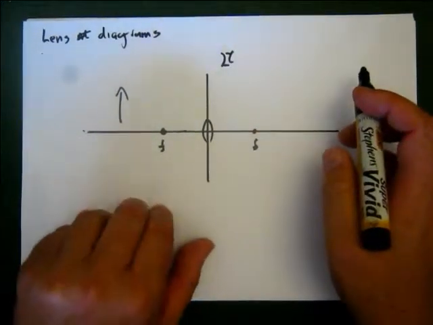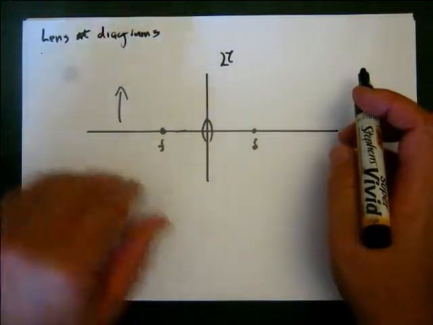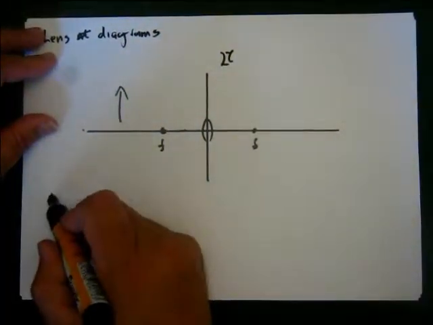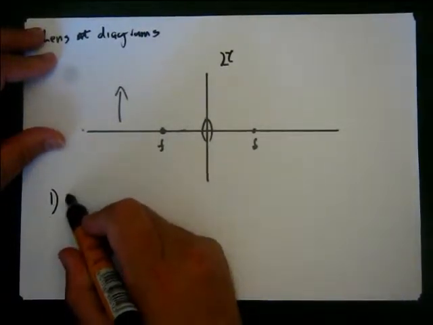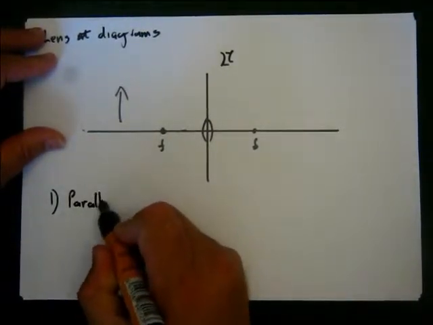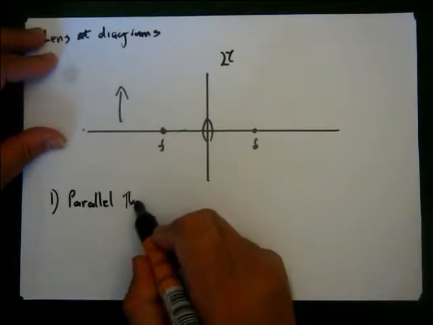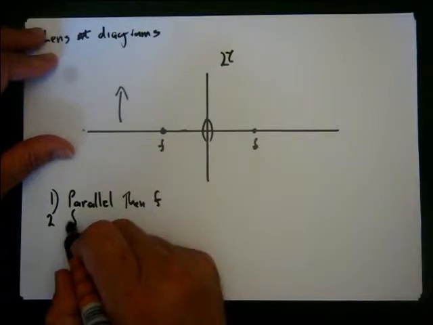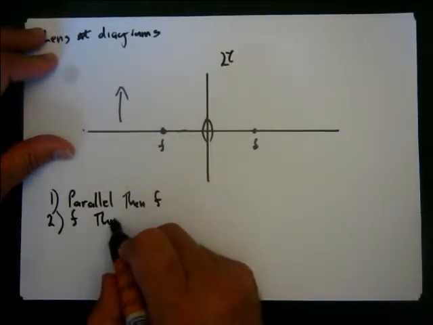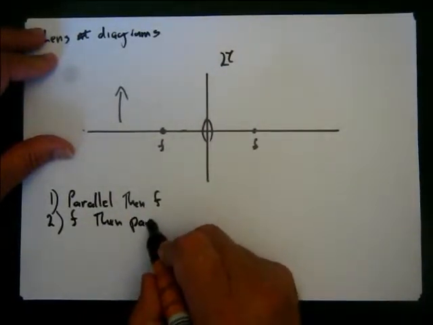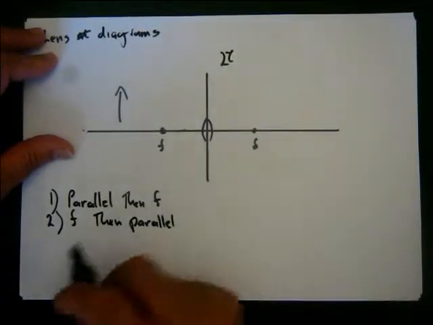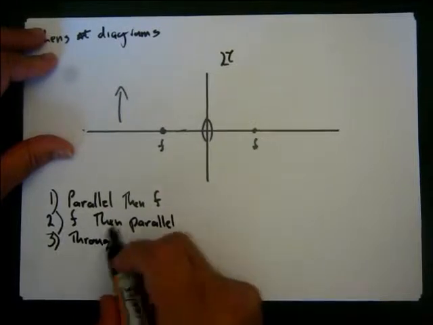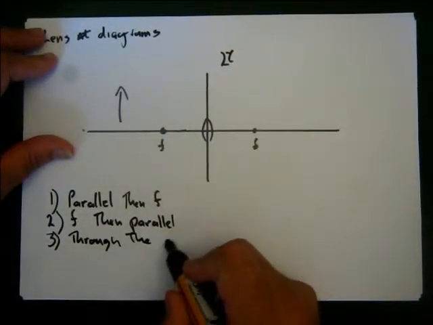And this time, when we do the ray diagram, we can draw three rays if we wish. We only have to draw two, but we can choose any two. So first one goes parallel, then through F. Second one goes through F, then parallel. And the third one goes through the center of the lens.